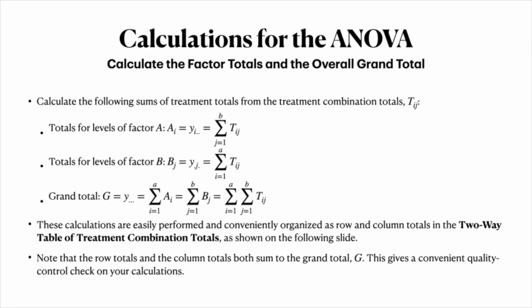Now, the notation here looks a little cumbersome. We've got these summations all over the place, but they're easily performed and conveniently organized as row and column totals in the two-way table of treatment combination totals that we looked at before, and as I'm going to show you on the next slide. Let me just point out that the row totals and the column totals both add up to the grand total G, and so we have two ways of calculating G, and that gives us a nice convenient quality control check on our calculations.